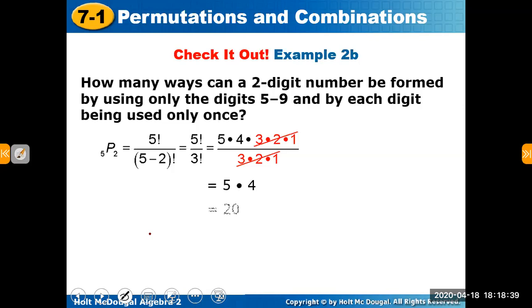So it is 5 multiplied by 4, which is 20. So there are 20 numbers that can be formed when you are choosing a 2-digit number by using the numbers from 5 to 9.